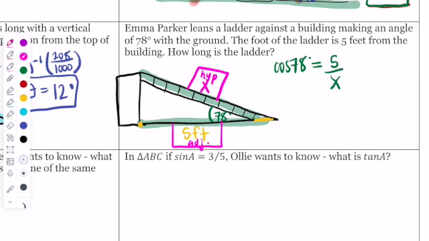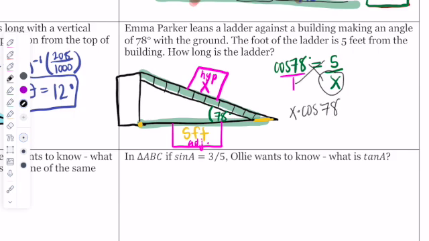And we want to put this over 1 so that we can cross multiply. When I cross multiply, x is not by itself. It is attached to the cosine of 78. 1 times 5 is going to be 5. And now to get x by itself, I'm going to divide by the cosine of 78 on both sides. The cosine of 78 cancels out, and you do 5 divided by cosine 78.